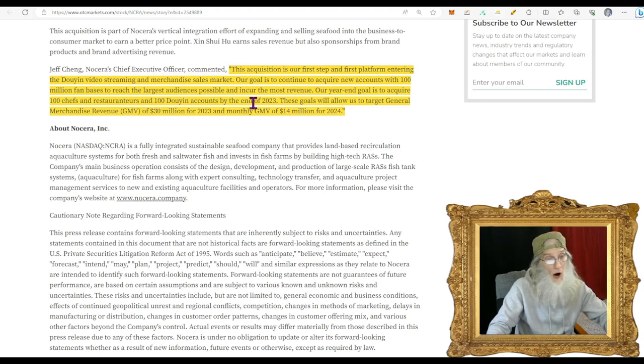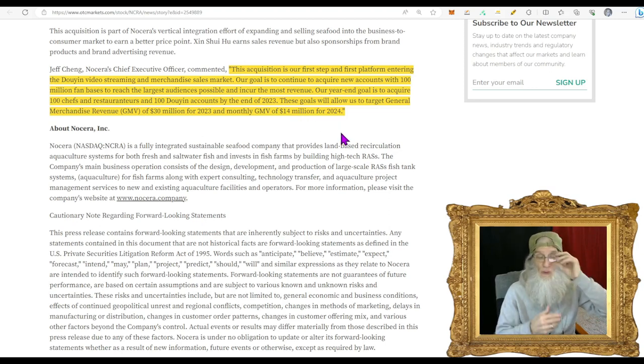They're going to be working hard. These goals will allow us to target general merchandise revenue of $30 million for 2023 and monthly GMV of $14 million for 2024. So this is how they're going to bring it to market. They're going to use their Chinese TikTok over there, their version of it, and they're going to bring their advertisement in front of people and probably use delivery services to get it to them.